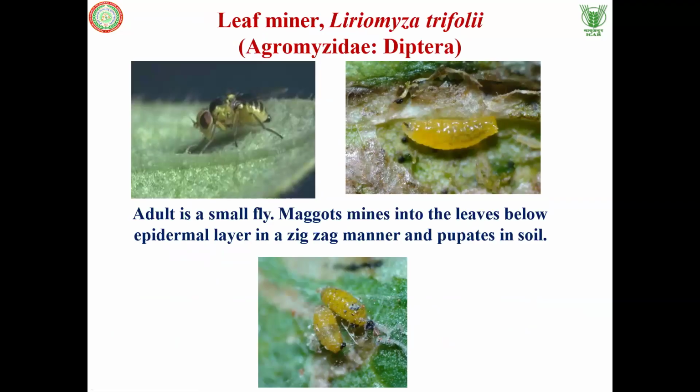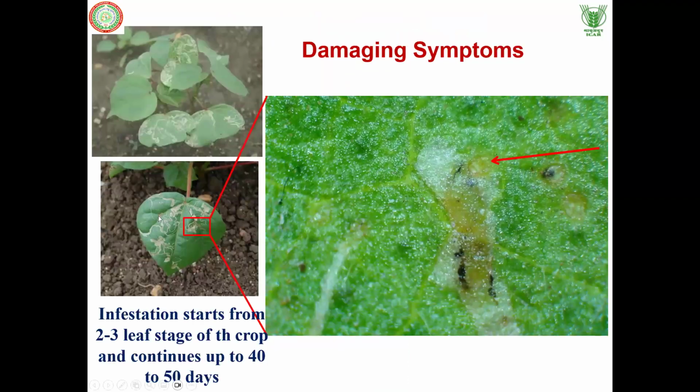Moreover, in scientific terms, these maggots are legless. They are apodous, so they do not have any legs. That is why they always move in a zigzag manner. Because of this, from 10 to 15 days after germination, on seedlings onwards, we can see the symptoms. These mines are called serpentine mines. That is why it is called the leaf miner.